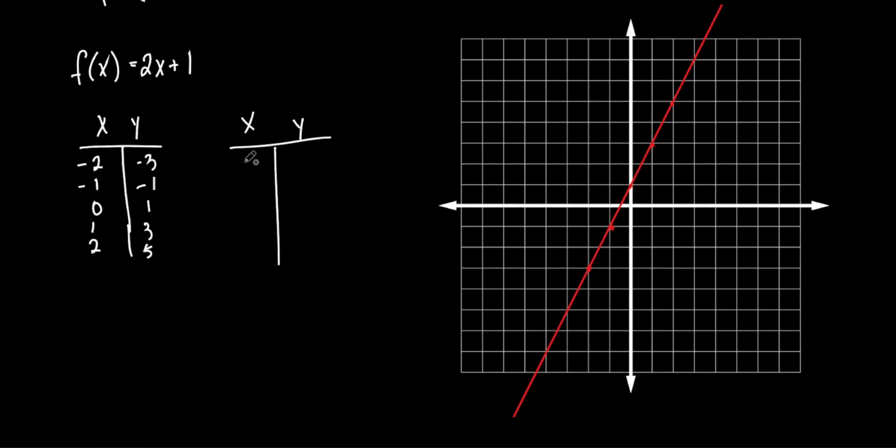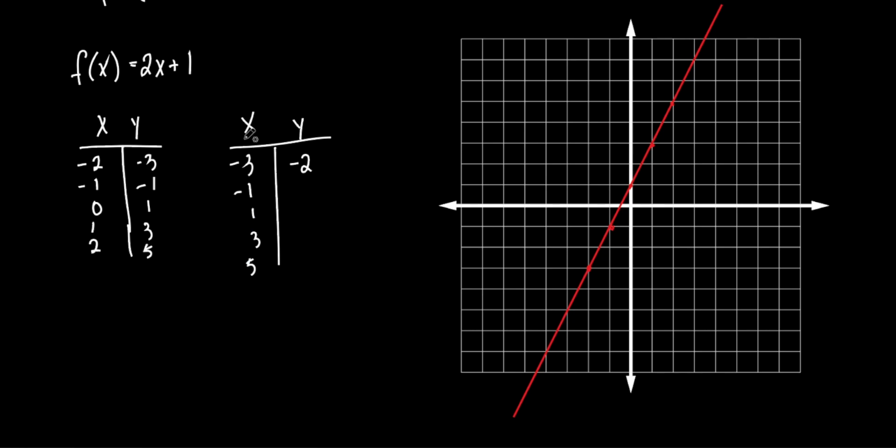Just switch them. So instead of a -2 being here, where is it going to be? It's going to be right there. Everybody see that? And instead of a -3 being with the y, where's it going to be? With the x. That's the basic way to find the inverse of a function. You just switch the x's and y's. Okay, so let's write it out. So it's -3, -1, 1, 3, 5. See what I did?